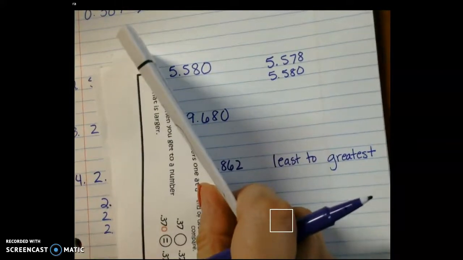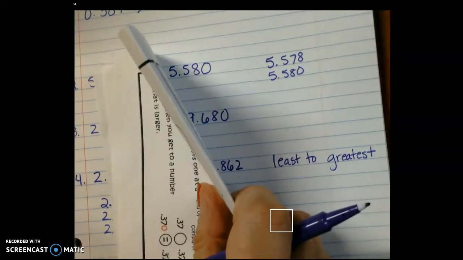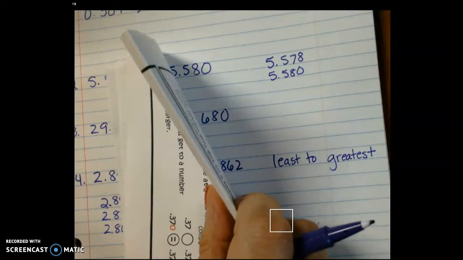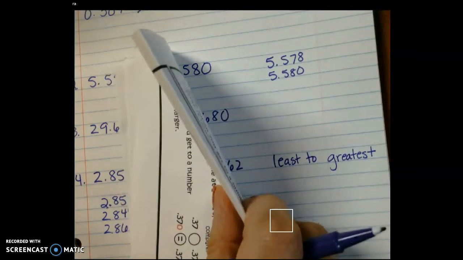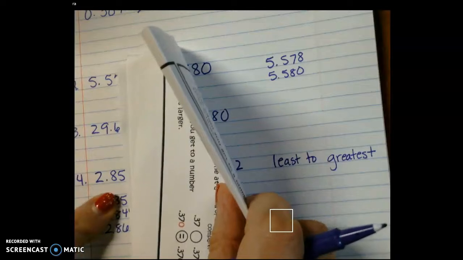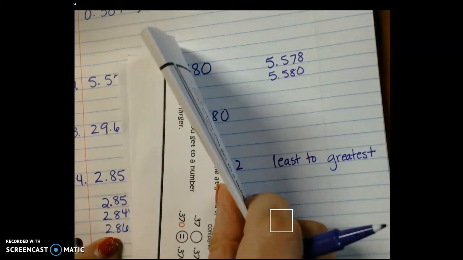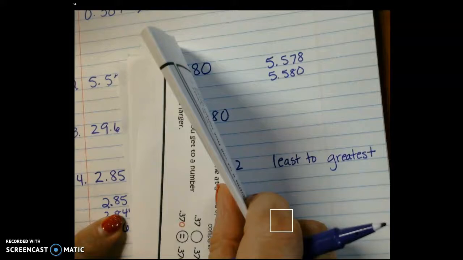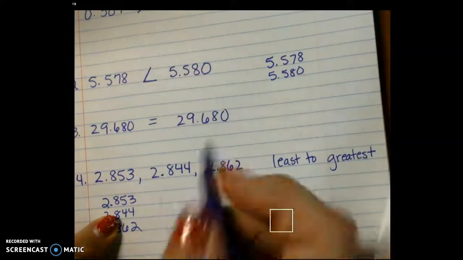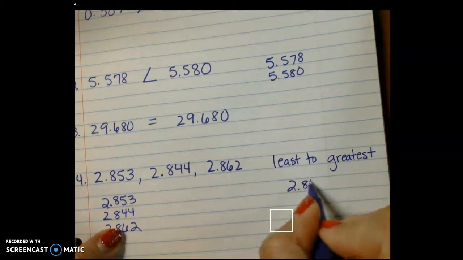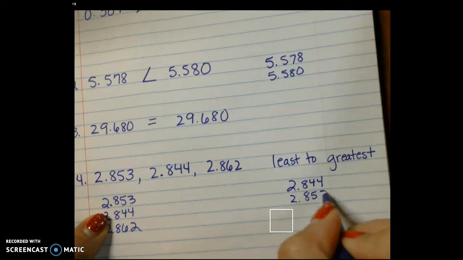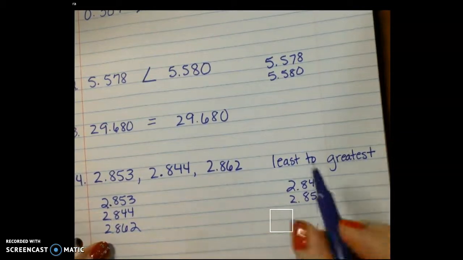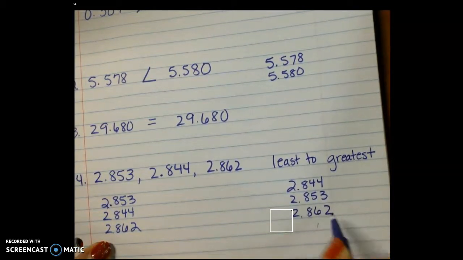Okay, all of them have a 2 for their whole number in the ones place. That doesn't tell me anything. All of them have an 8 in the tens place. That doesn't tell me anything, same value. But when I get here, I see a 5, a 4, and a 6. I know that 4 has the least value, then 5, and then 6. So if I'm going from least to greatest, 2 and 844 thousandths is the least. 2 and 853 thousandths is next. And the greatest number is 2 and 862 thousandths.